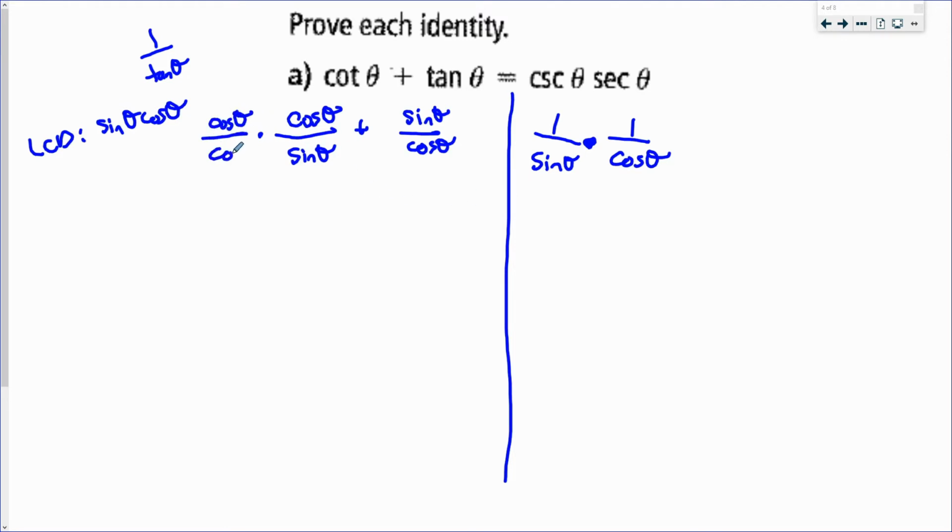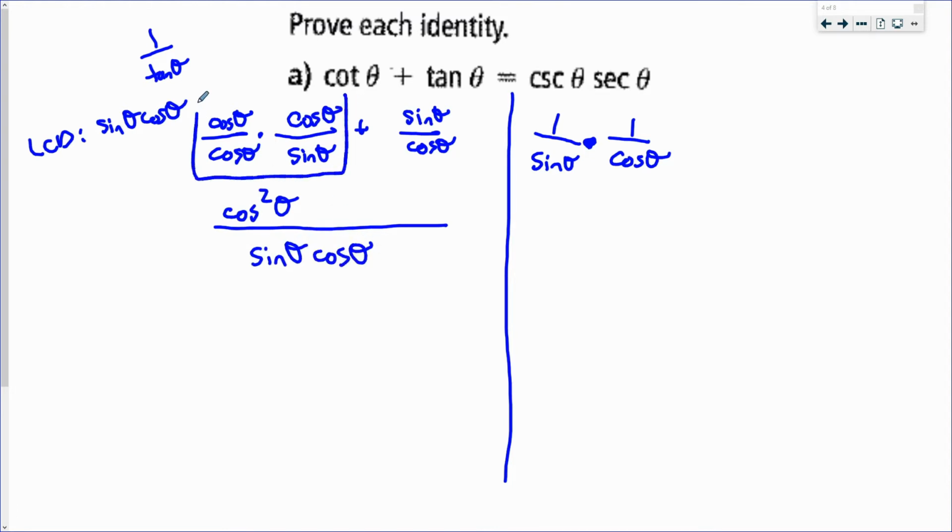So I'm just going to multiply by a form of 1. So I'm going to multiply this by cos theta over cos theta. That's just 1. That's going to give me cos squared theta. I'm going to draw a big fraction line. Now, I already said that my common denominator is going to be sine theta cos theta, so I'm just going to write that. So I just took care of this first part here. Okay, so cos theta, sine theta, there it is.